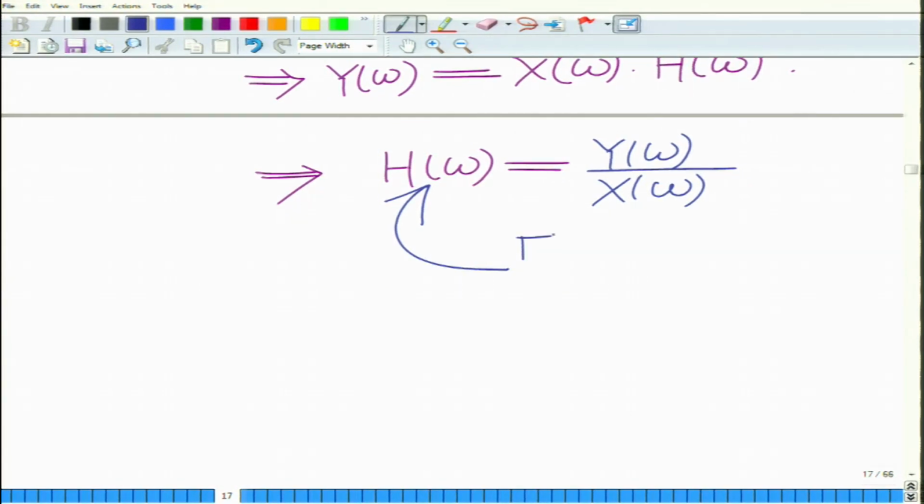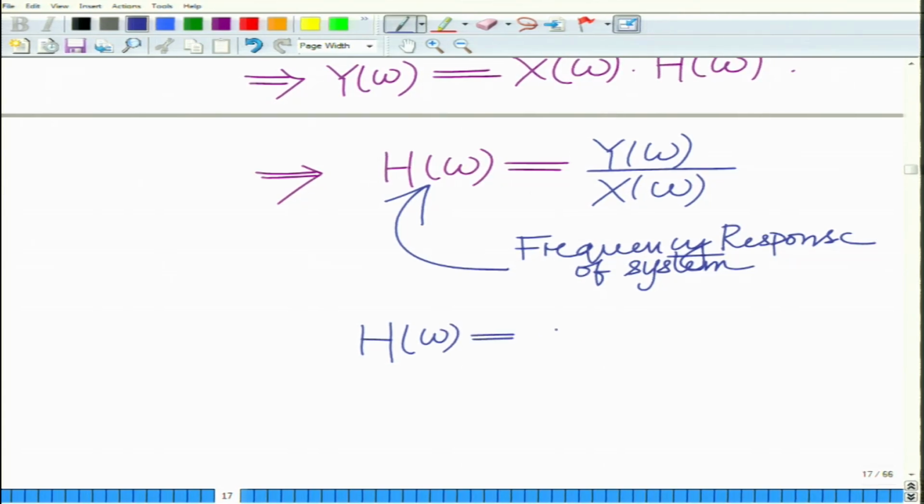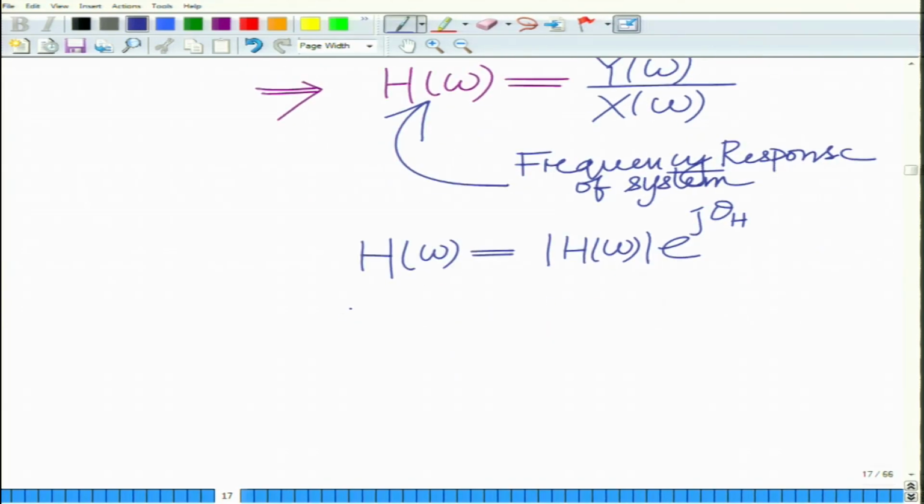As we have seen in the context of the Laplace transform also, this is termed as the frequency response of the system. I can also characterize the magnitude and phase responses. I can write this in polar form as magnitude of H of omega times e raised to j theta of H, and the quantity magnitude H of omega is termed as the magnitude response of the system.